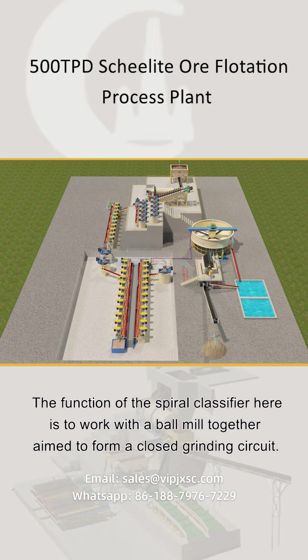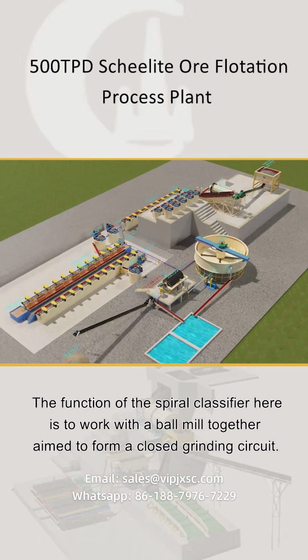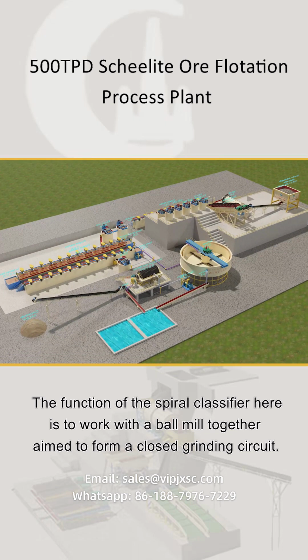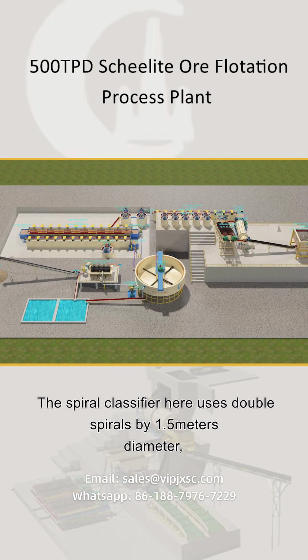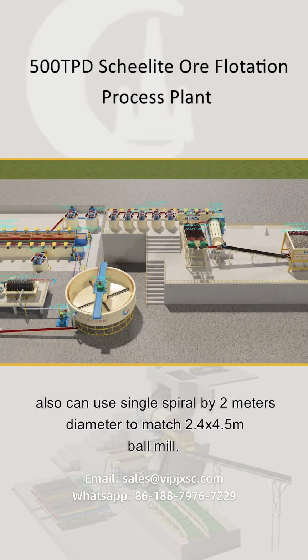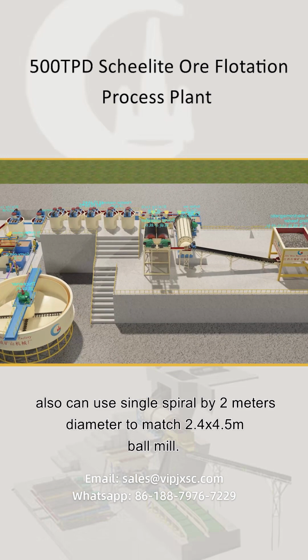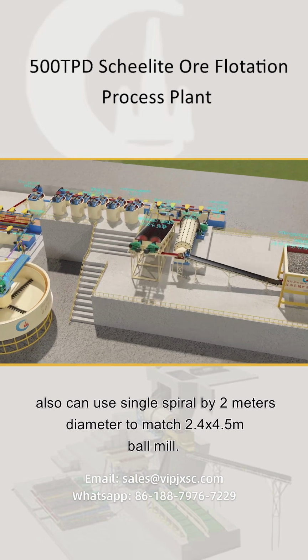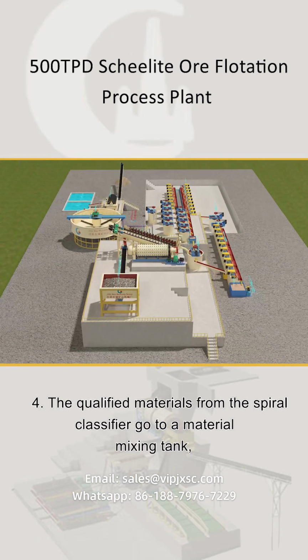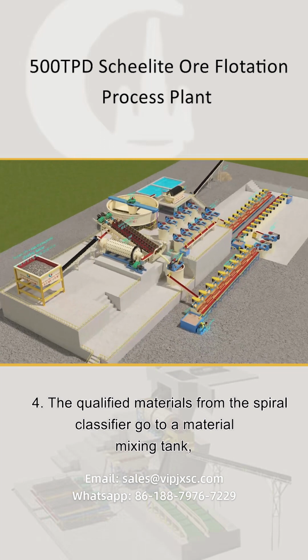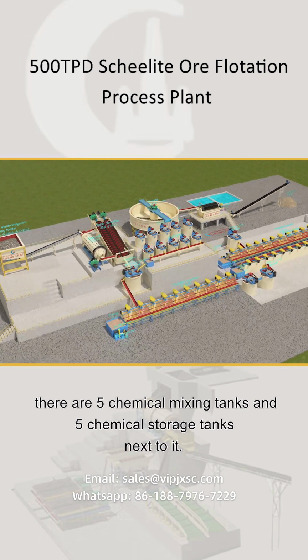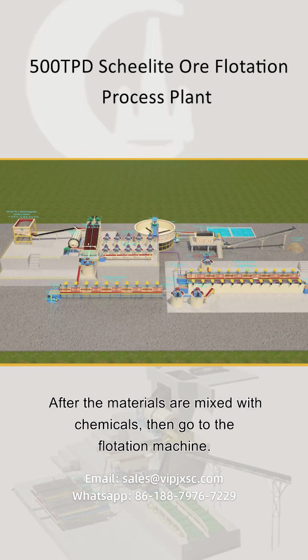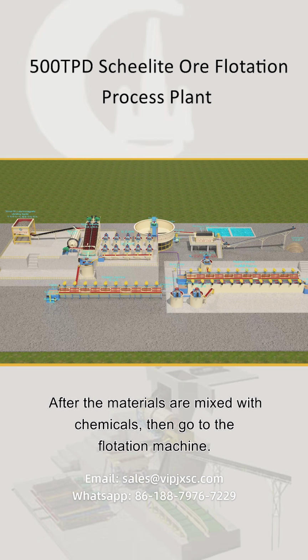The function of the spiral classifier here is to work with the ball mill together, aimed to form a closed grinding circuit. The spiral classifier here uses double spirals of 1.5 meters diameter, and can also use a single spiral of 2 meters diameter to match the 4.5 meter ball mill. 4. The qualified materials from the spiral classifier go to a material mixing tank. There are 5 chemical mixing tanks and 5 chemical storage tanks next to it. After the materials are mixed with chemicals, they go to the flotation machine.